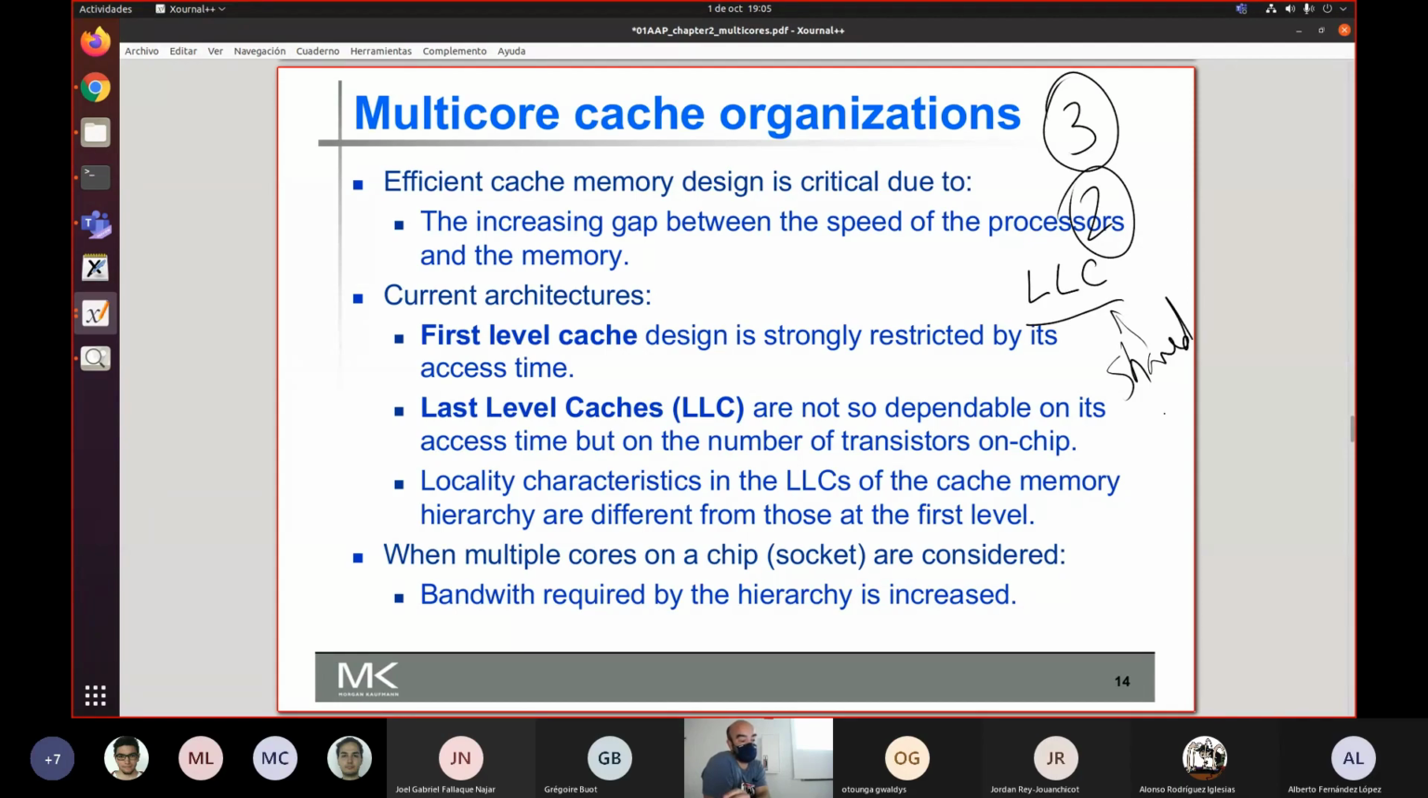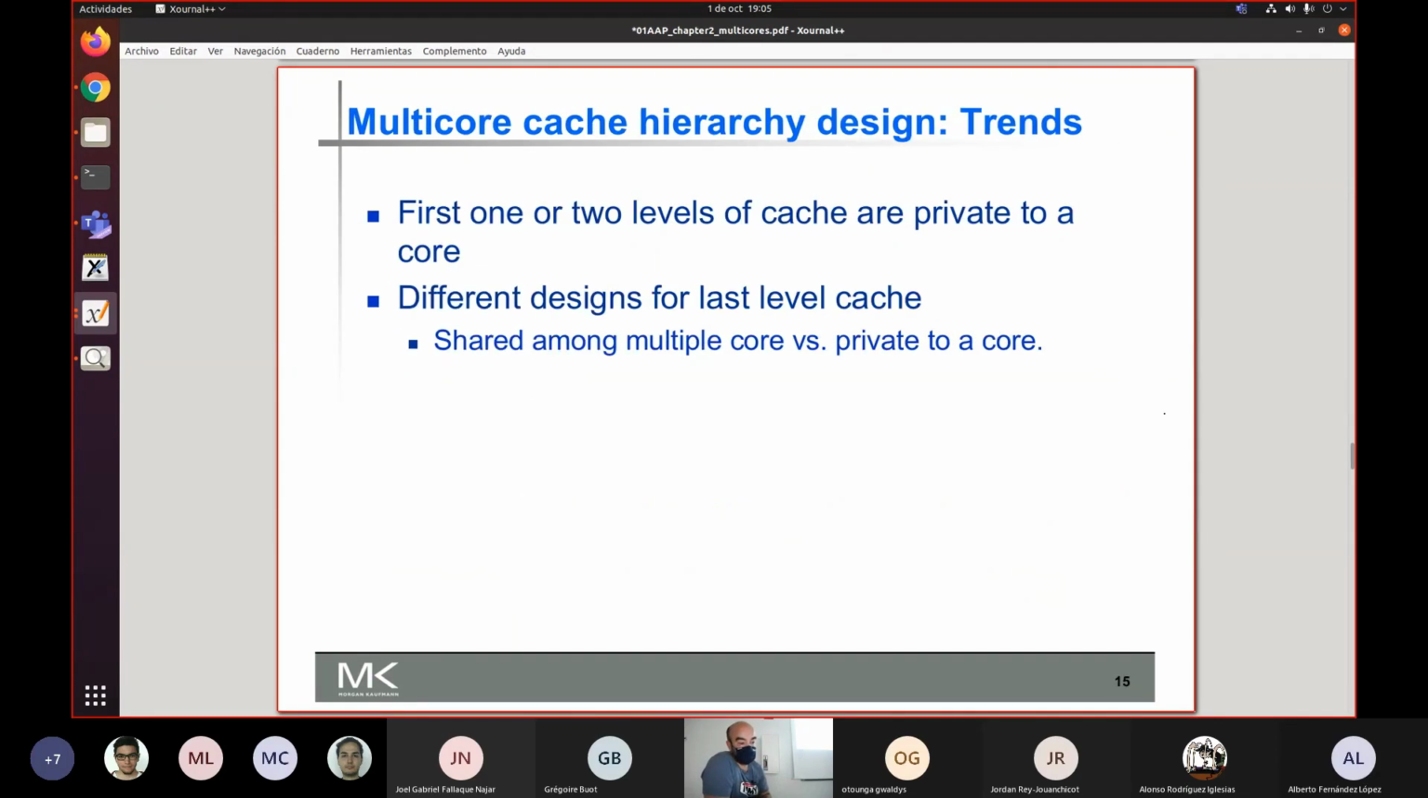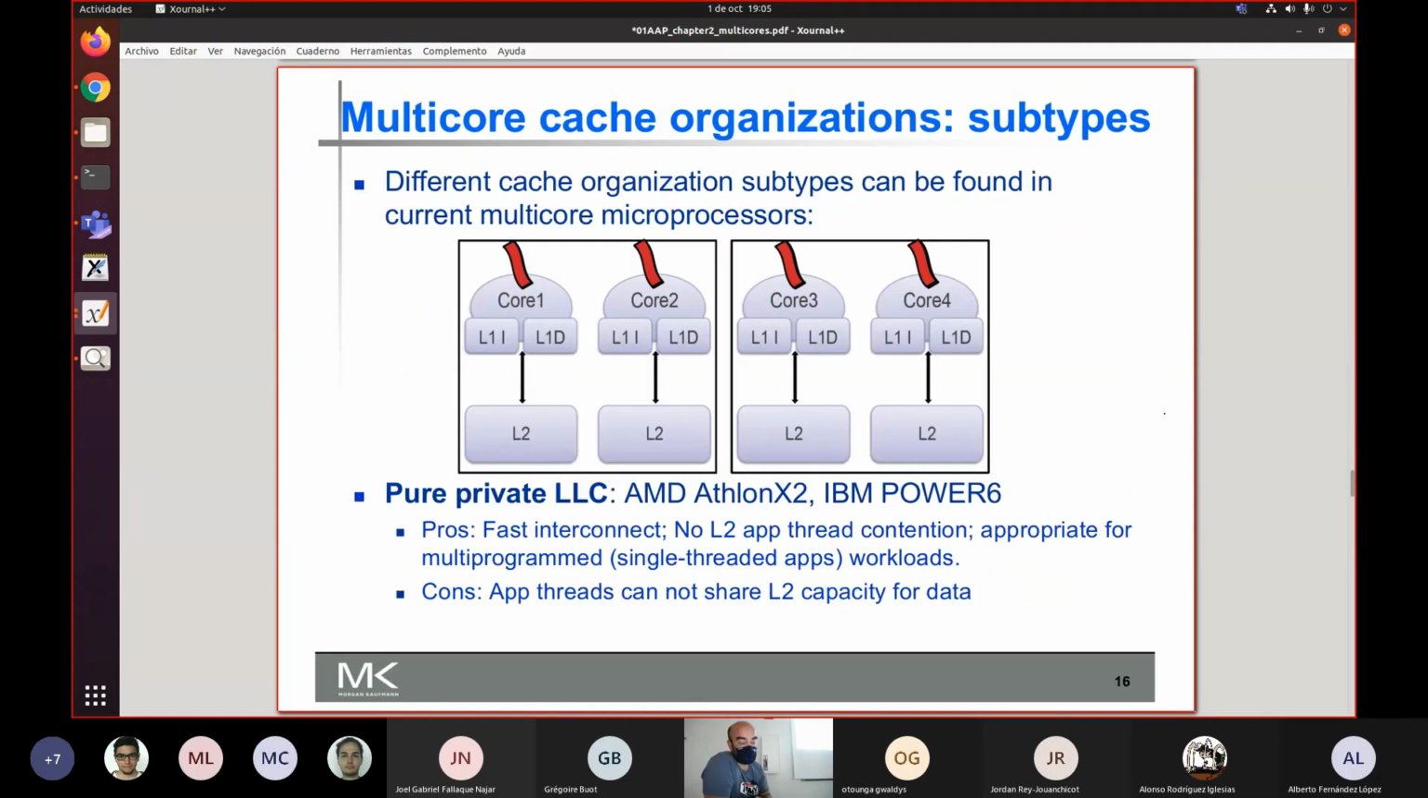Okay, so this is a first approach. Everything is private to each core. I have a core with its own level 1 cache and its own level 2 cache, and there is nothing shared among the cores. This was very popular in the first multi-core processors of AMD. The AMD Athlon X2 was one of them.